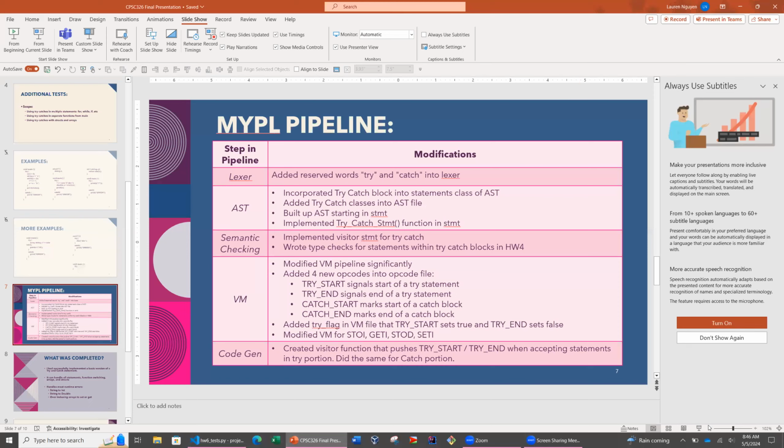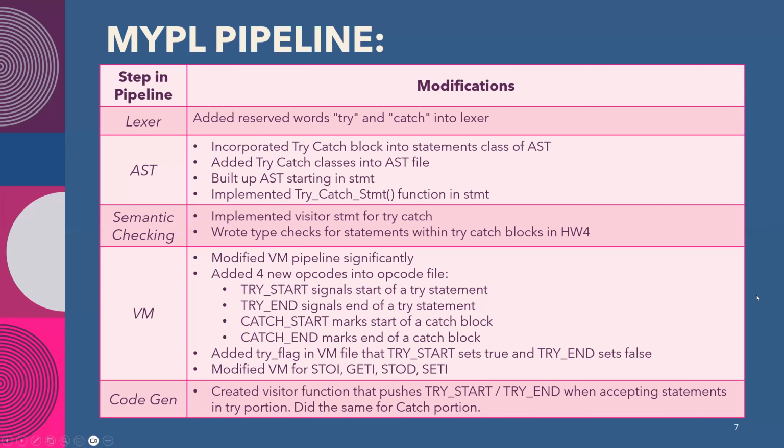So getting more into what I had edited in the MyPL pipeline. So in the Lexer, I had first started by adding the reserved words of try and catch into my Lexer. Obviously, this is a very important aspect of it as I needed token types for my Lexer. And then in the AST, I had started with incorporating the try and catch block into the statement class of the AST, so creating its own class and then adding the classes into the AST file.